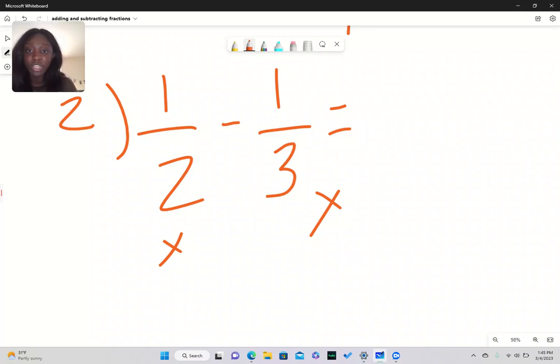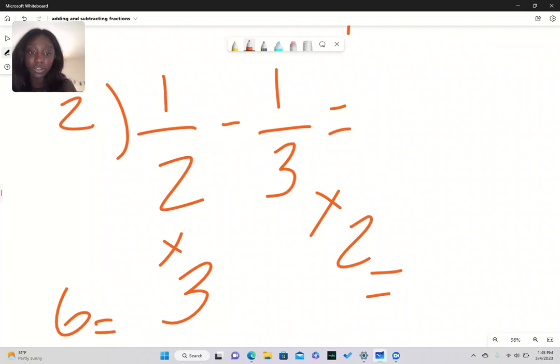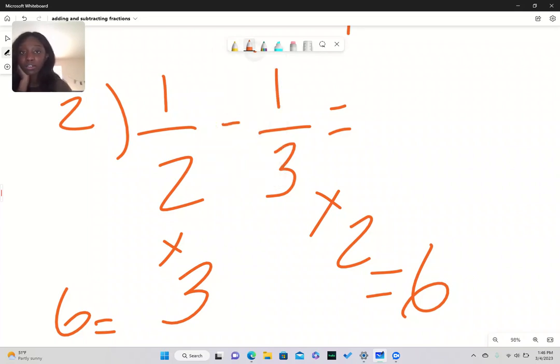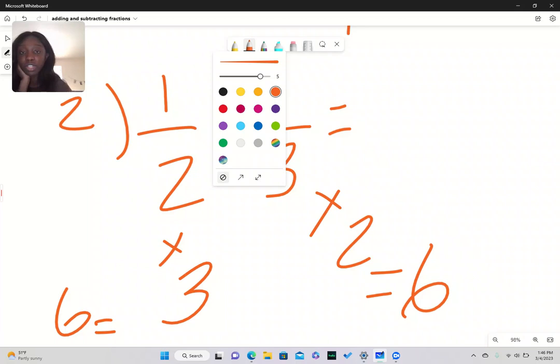So I'm thinking here, 2 times 3 to get us 6, because that's the least common denominator, and 3 times 2 would also give us 6. And that gives us the same denominator. So if we do 1/2, so let's do the 2 times 3.